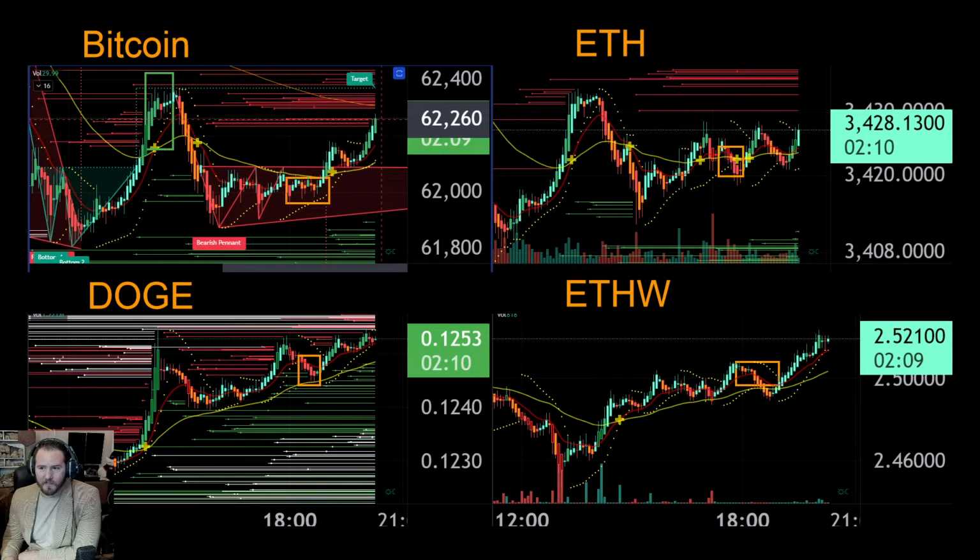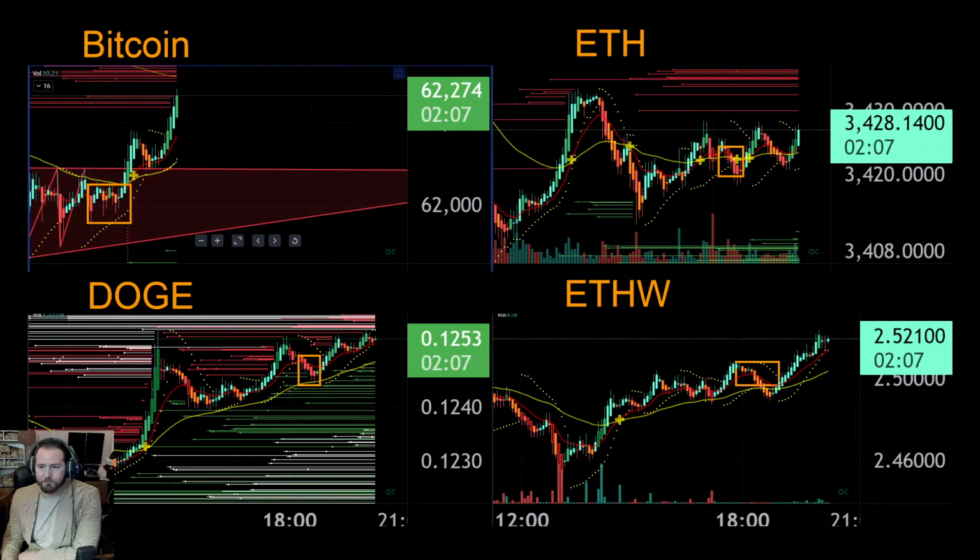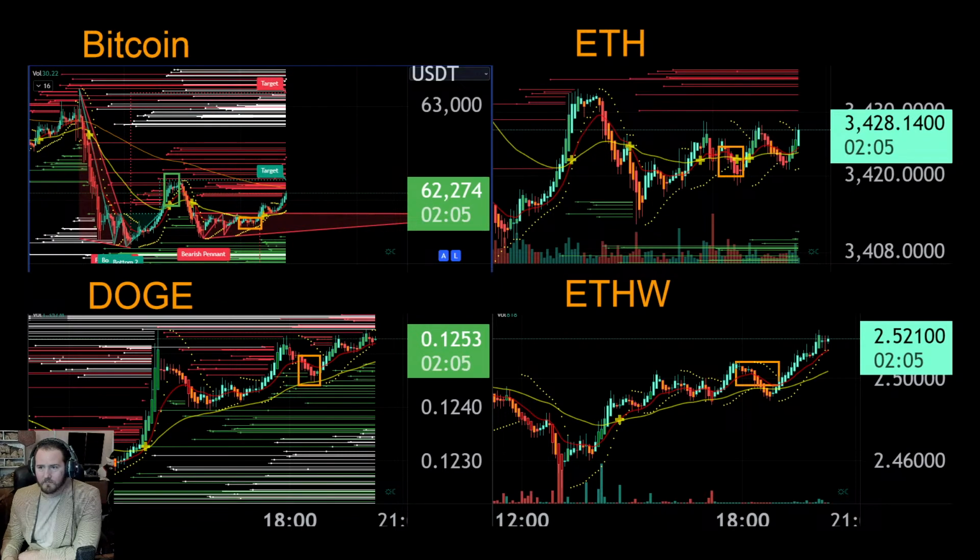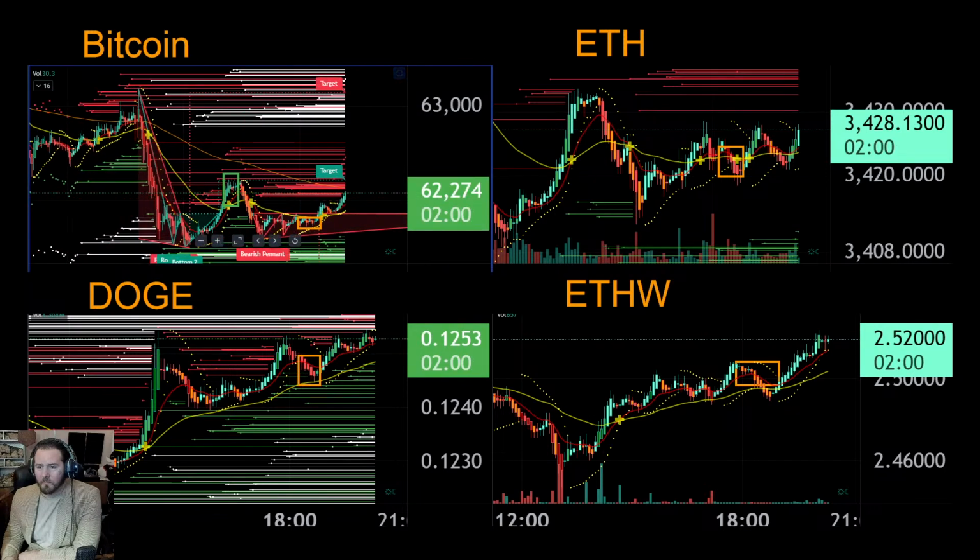Bitcoin breaks through these liquidations. It's already invalidating this bearish pennant. We have a double bottom target. Where's the double bottom target? Right here. 62,370. We'll hit that. That's only $100 away. Our falling wedge target on Bitcoin is 63,100.